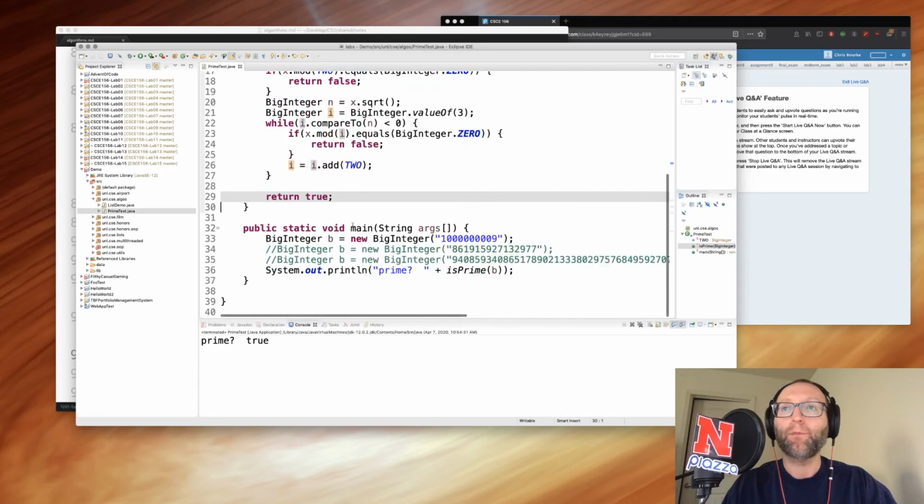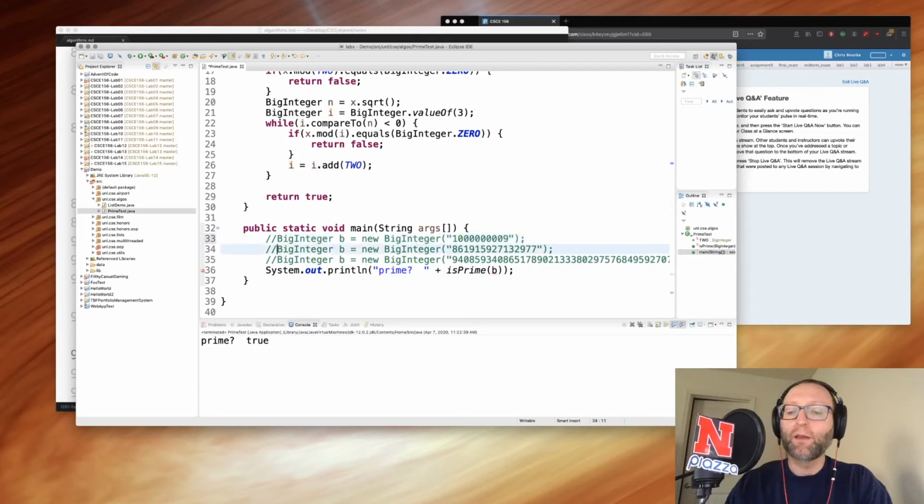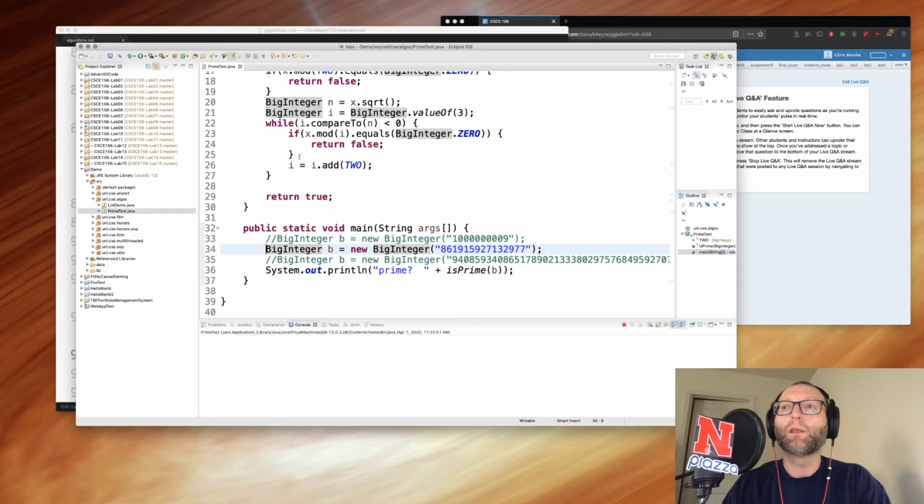Okay. Here are some examples. So here is a 10-digit prime. If I run this, it's going to be pretty quick. It is true. It's true that it's prime. Okay. What happens when I increase the magnitude of that number? So this is a 15-digit prime. And let's see, how long does that take? Well, not too long, but noticeably longer, right?